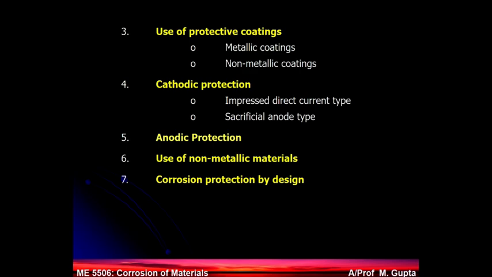Anodic protection is very interesting, in which the material you want to save, you make it anode. But this method is applicable for certain materials that shows active-passive behavior. So we take them into the passive zone by applying certain voltage. So once they're in the passive zone, they don't corrode. It's called as anodic protection.